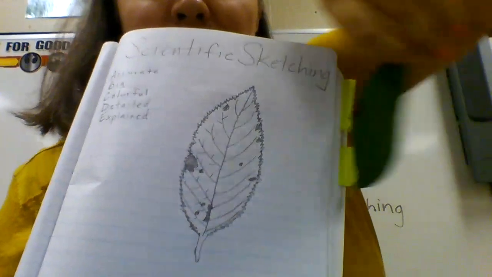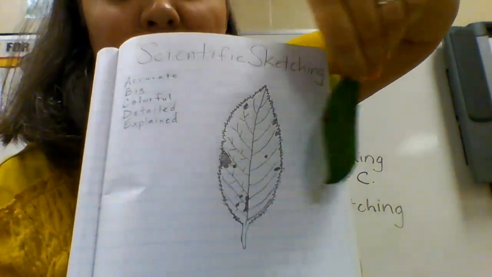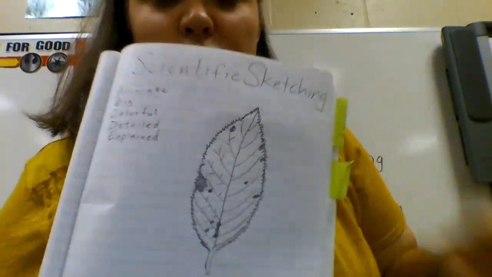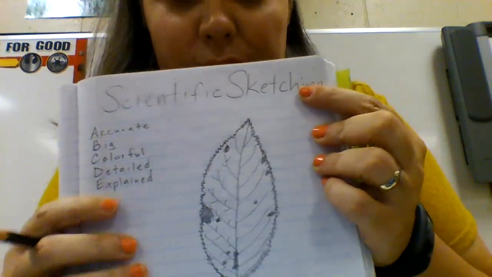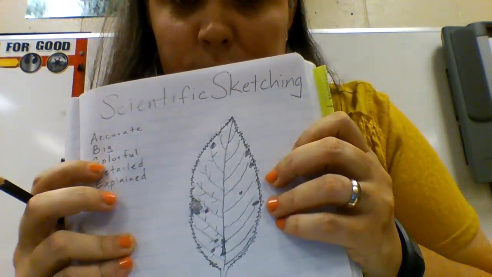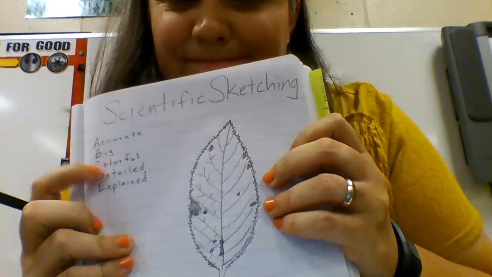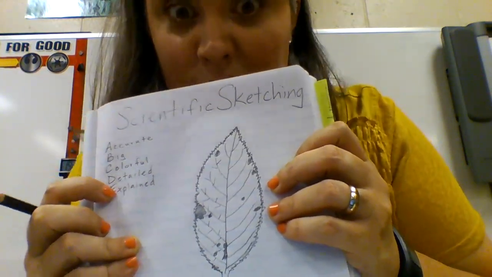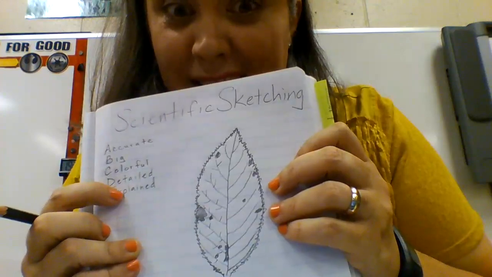All right. So when I get done, my leaf looks like this. That's not bad, Miss Hudson. That's not terrible bad at all. So far we've got the accurate, we've got the big, we've got the detailed. So what are we missing? The colorful and the explained. And remember, the explained is the most important part.